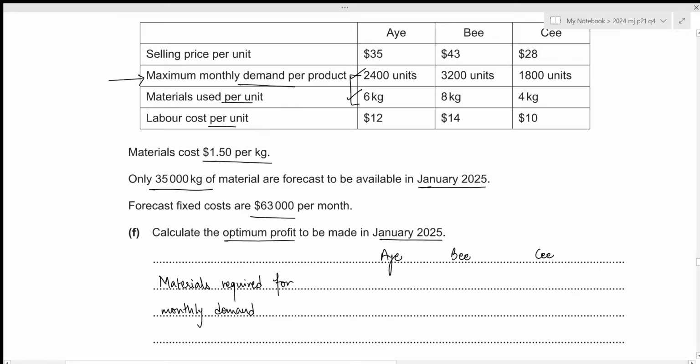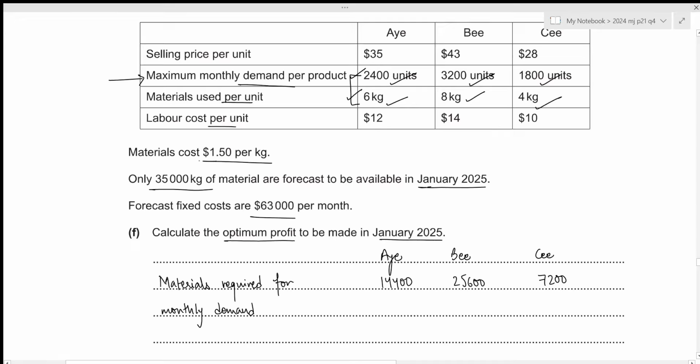For product A, that will be 2400 times 6, which results in 14,400. For product B, that will be 3200 times 8, which results in 25,600. And for product C, that will be 1800 times 4, which results in 7,200.